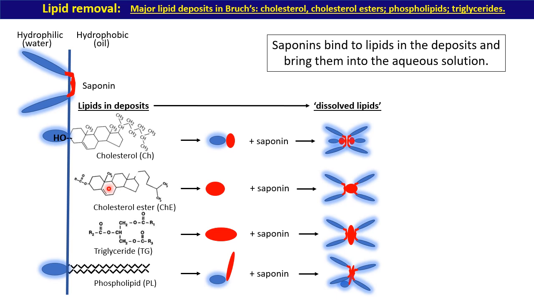Saponins can interact with the different lipids such as triglycerides and cholesterol and bring them into solution. That is, they can disperse the lipid deposits shown here.